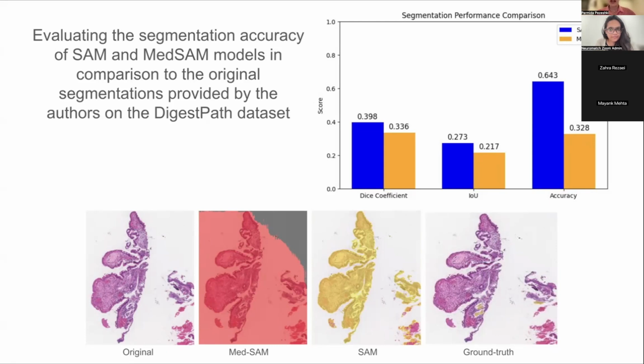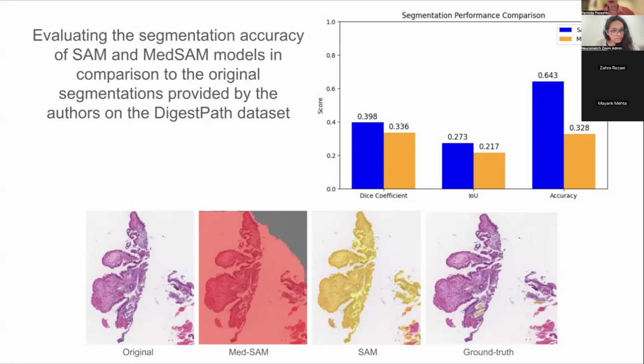MedSAM is a variant of SAM, which was fine-tuned on multiple medical imaging modality images like CT scan, MRI, and also histopathological images. But if you read the paper, the histopathological images include a very small part of their training dataset. And surprisingly, SAM performed better in segmenting these histopathological images.